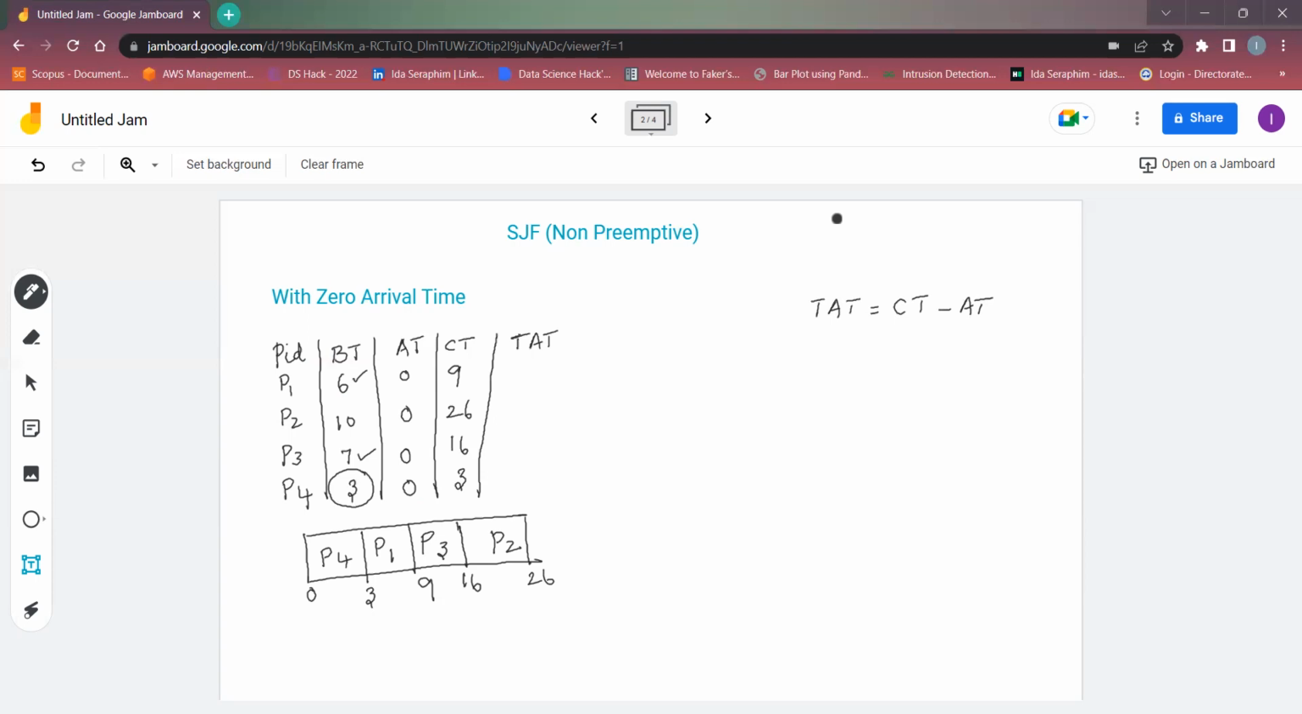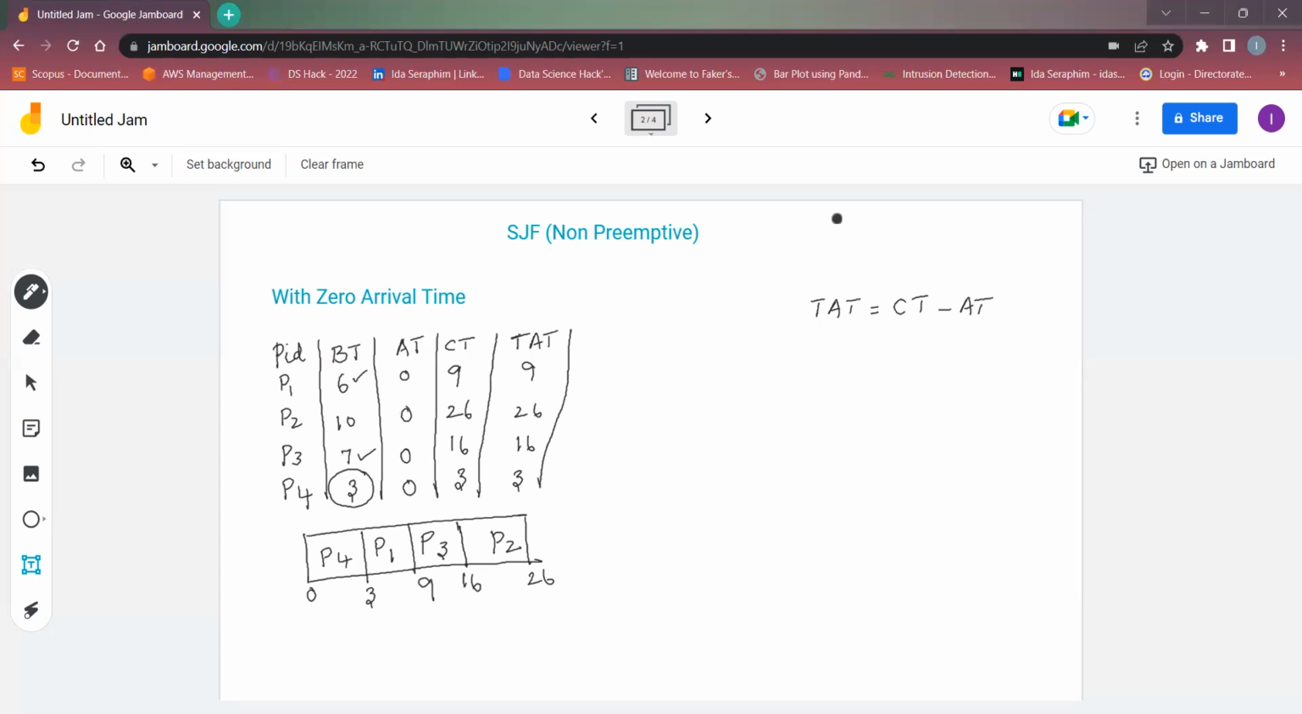So for the process P1, your completion time is 9 minus your arrival time, which is 0. So it will be 9. And for P2, it will be 26. And it will be 16 for P3. And for P4, it will be 3. Okay, now the TAT is done.